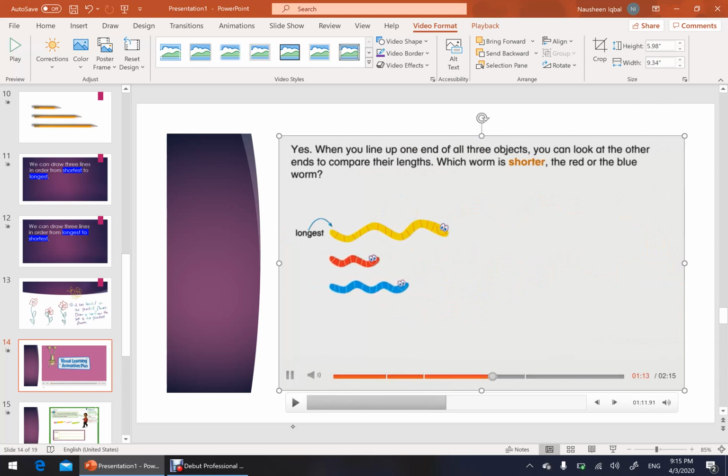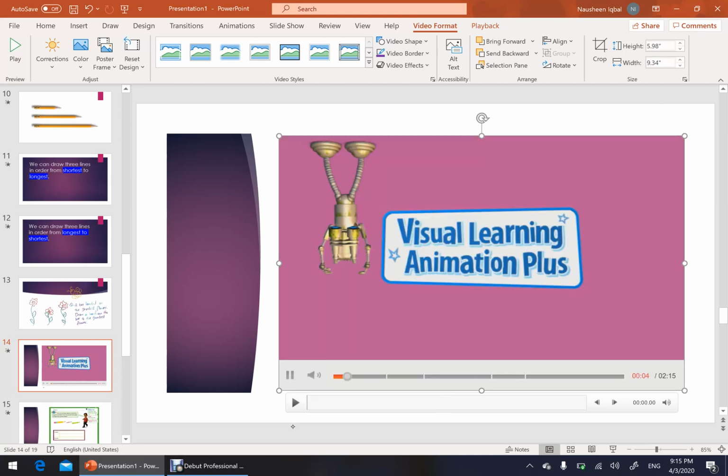Now here, can you tell me which is the shorter, the red or the blue? Now here we are not talking about the yellow one. Now here we're comparing only two, the red and the blue. You see, we are comparing only the red and the blue.